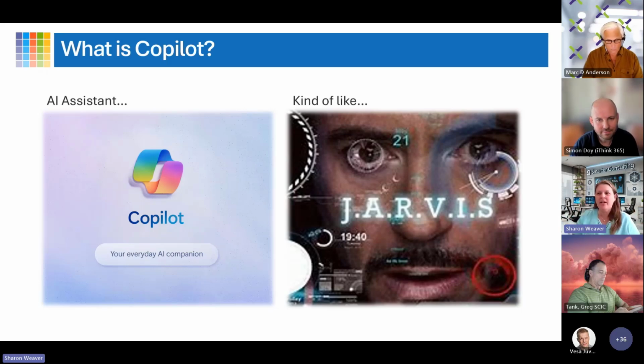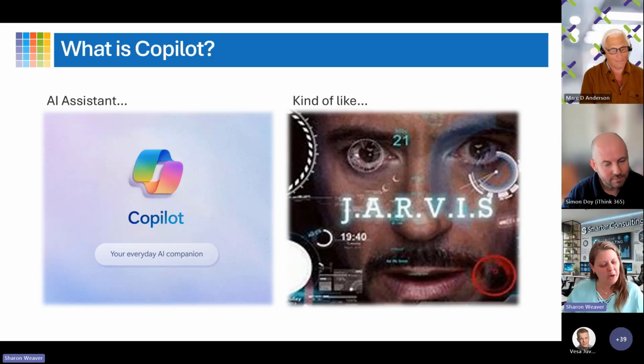And I'm thinking to myself, how do I even explain this? Like, it's AI, duh. Everybody knows what AI is, and it's an assistant. Everybody knows what an assistant is. Not everybody knows what that means. So I thought I'd put it in a little bit of Hollywood terms for you guys. Copilot is a little bit like Jarvis in Iron Man, only we're maybe not quite as advanced, but it'll get there.